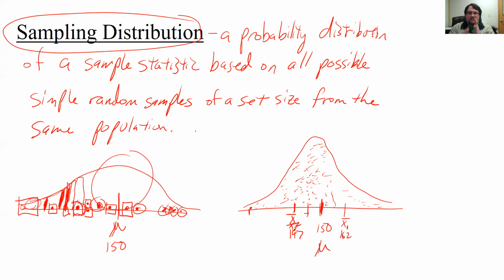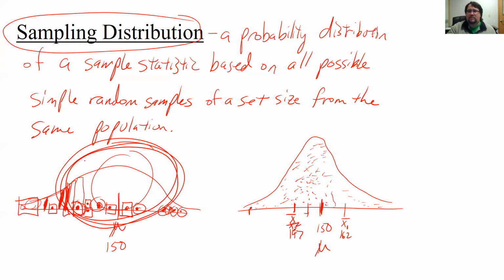Sometimes above it, sometimes below it, but I'm always kind of close to it, because most of the time I take a sample, I'm going to get somebody in that middle area, because that's where most of the people, or most of whatever population I'm looking at, are going to be. So over time, I'm going to build up this mound right around the actual mean. So that's the sampling distribution.